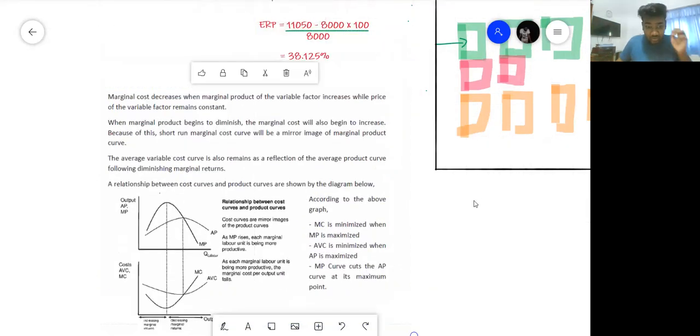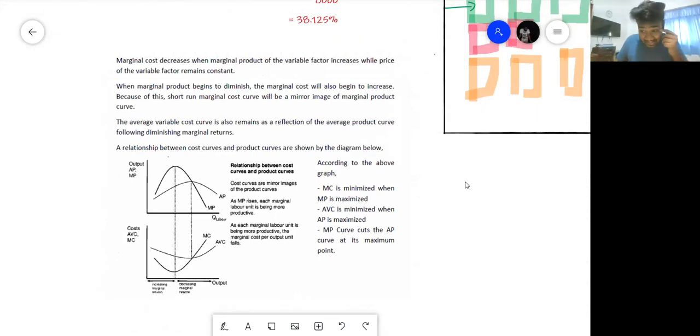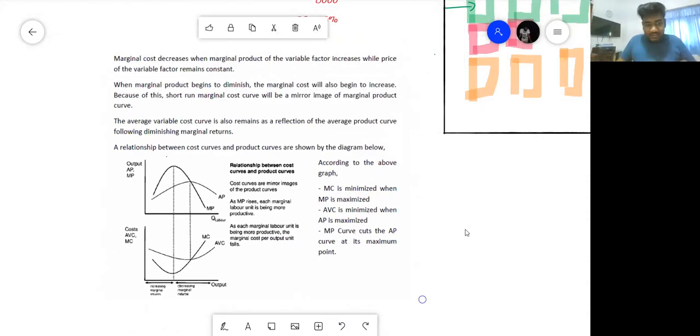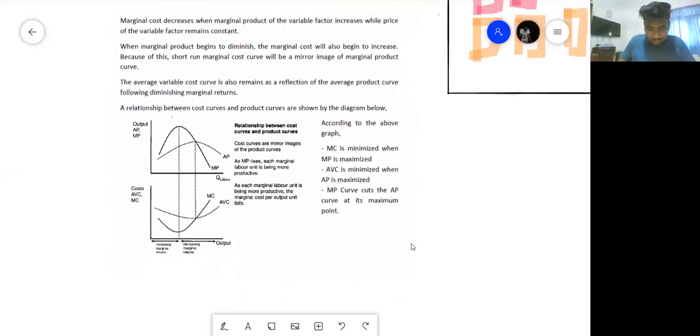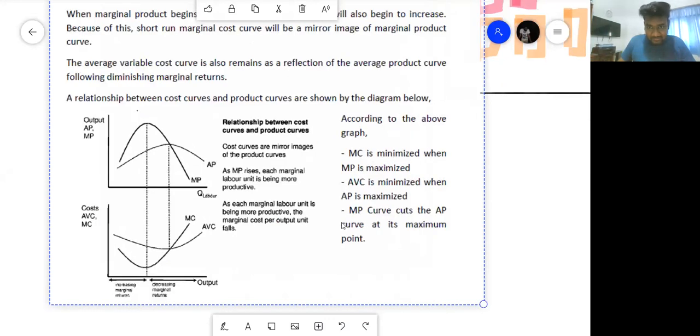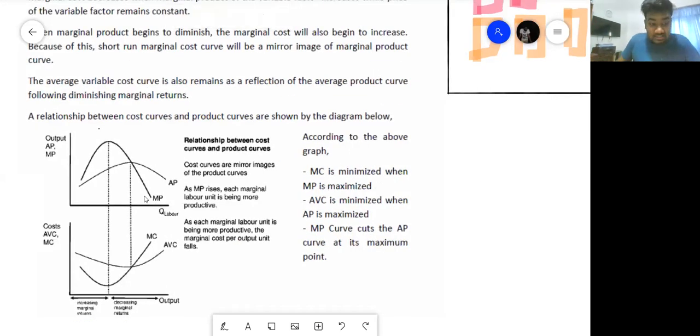Okay, so this is a very highly tested MCQ area, right? So first remember the curves that mirror each other. If you forget the curves that mirror each other, then also there is a problem. So these are the curves that mirror. You have the marginal product and the marginal cost, right? Those two curves mirror each other. Mirror each other means if one is going up, the other one is going down, right?